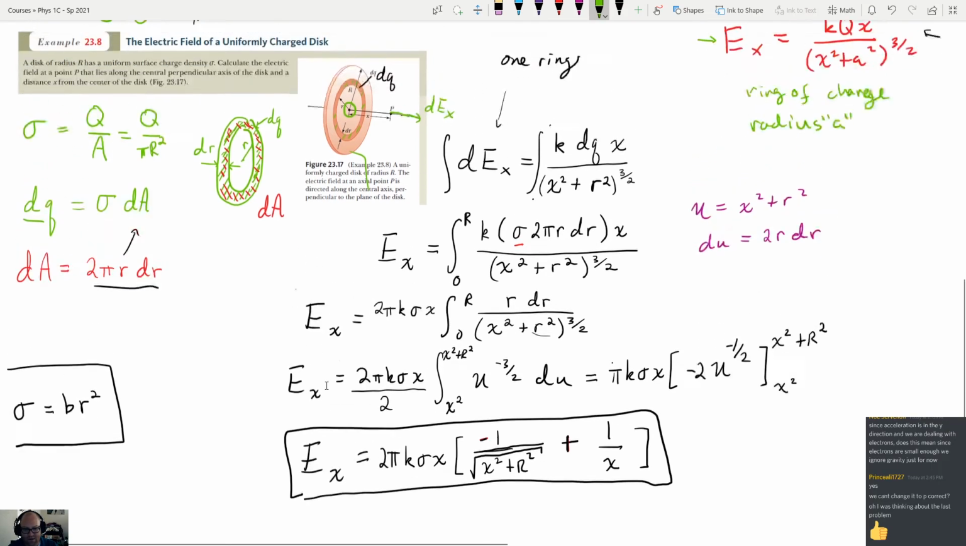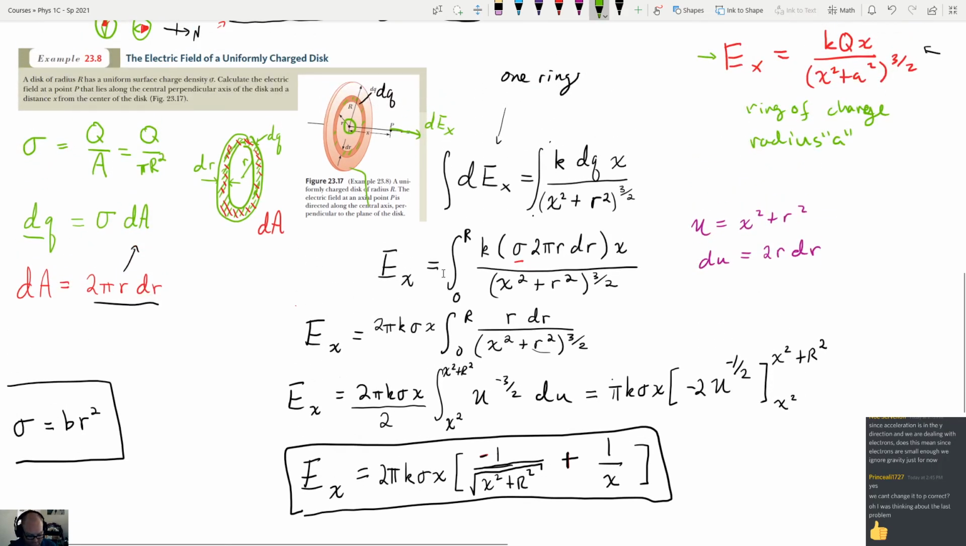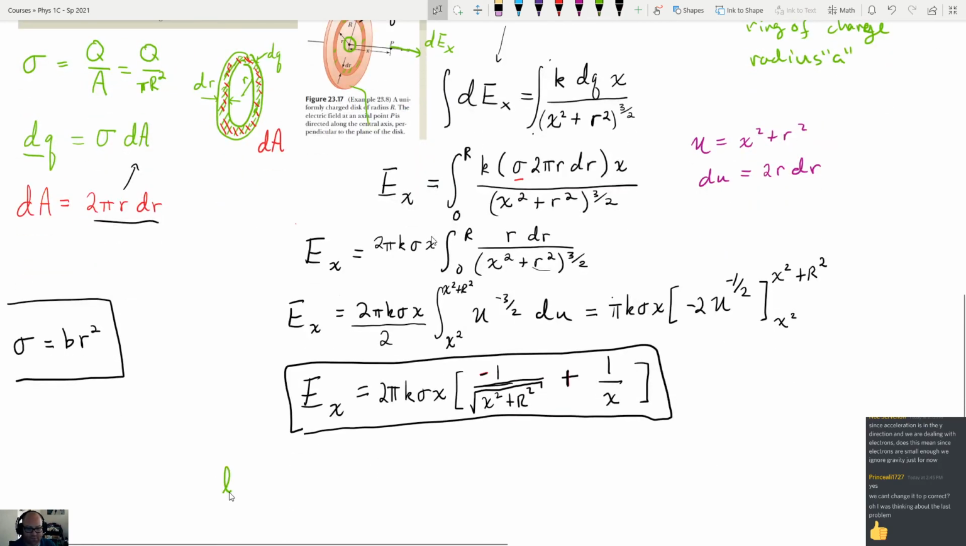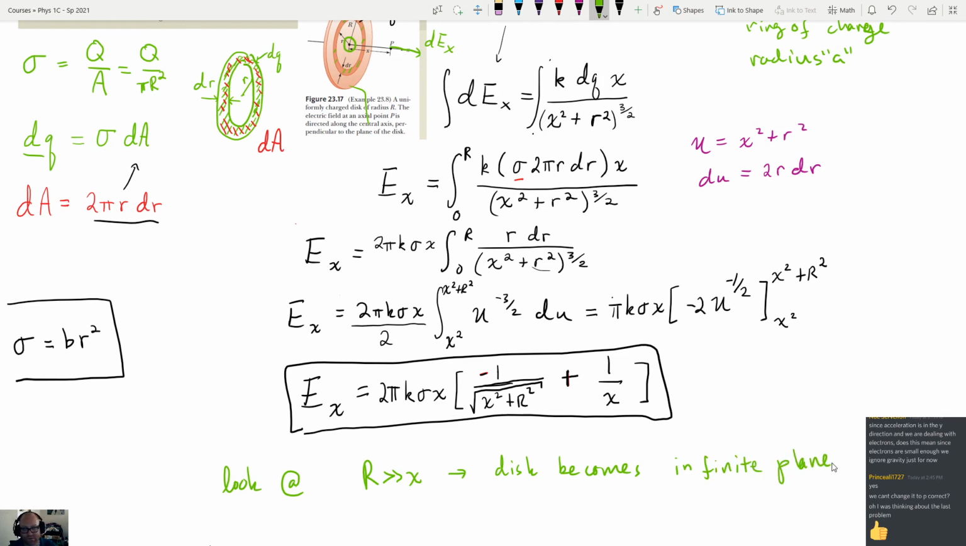So a really handy thing here. Okay, let me write down what you said. So we're going to look at the limit of r getting really big relative to what? It would be x, right? So we're going to look at the limit that r becomes much, much greater than x. That's what we're going to look at. Because that's going to make it so that the disk becomes effectively an infinite plane. You get something nice at the end. You do. It really simplifies really well.